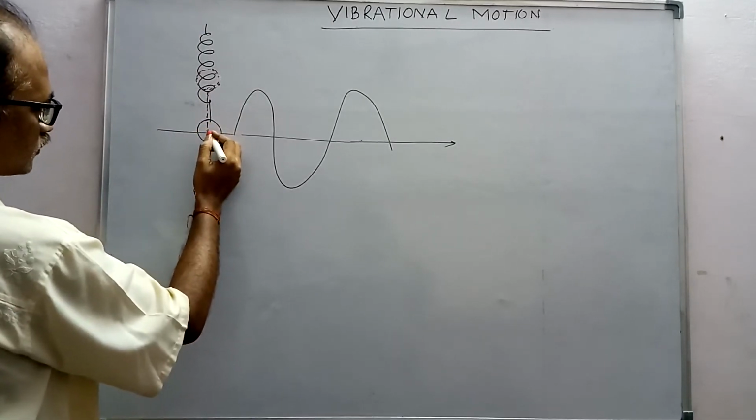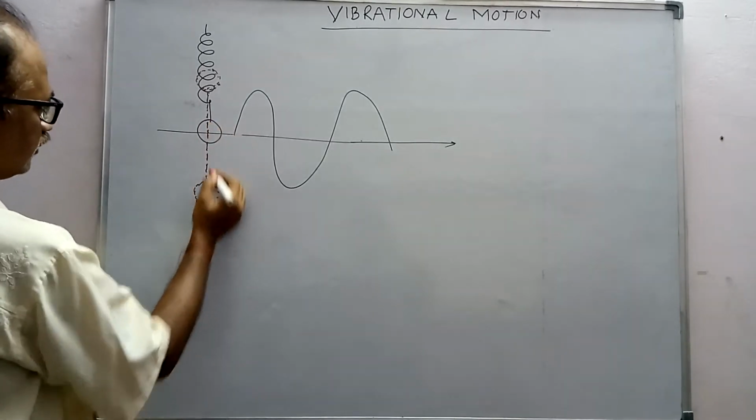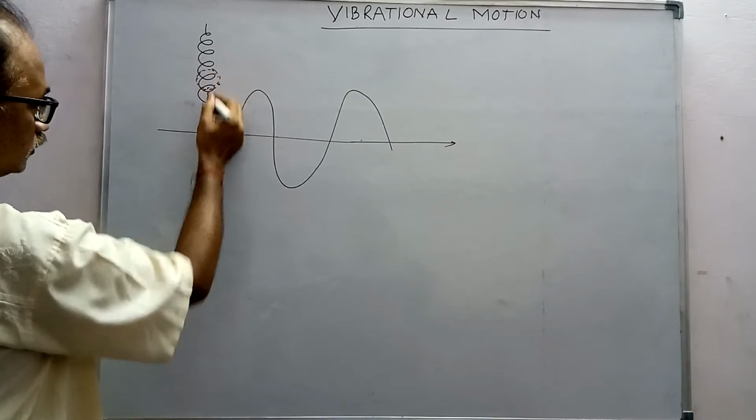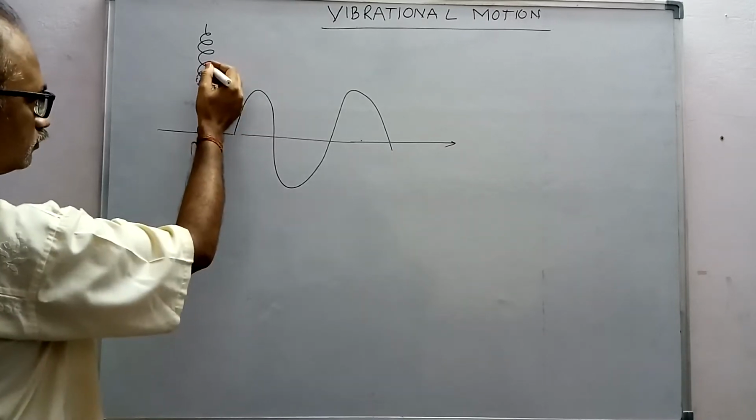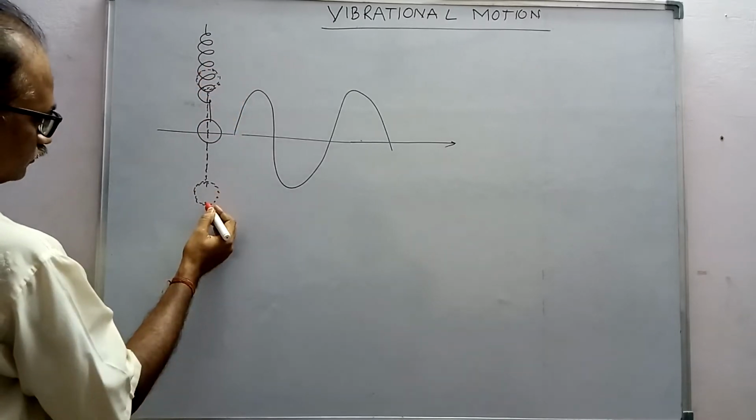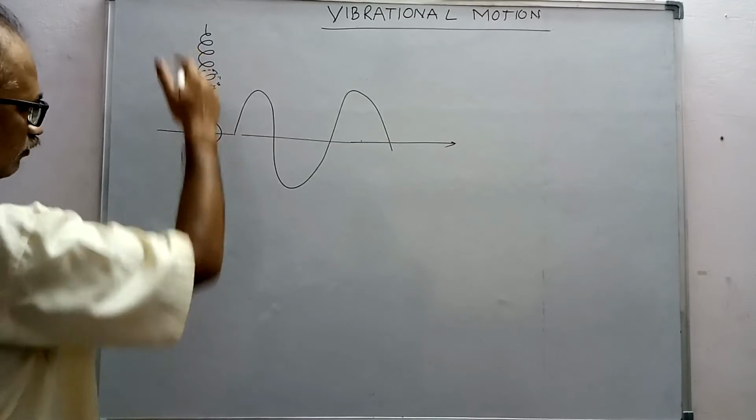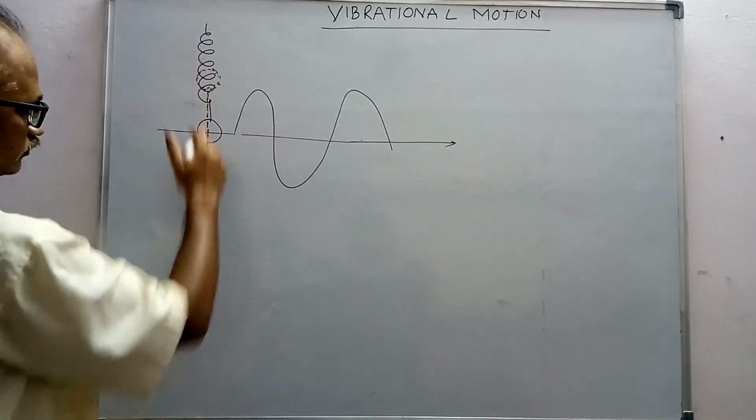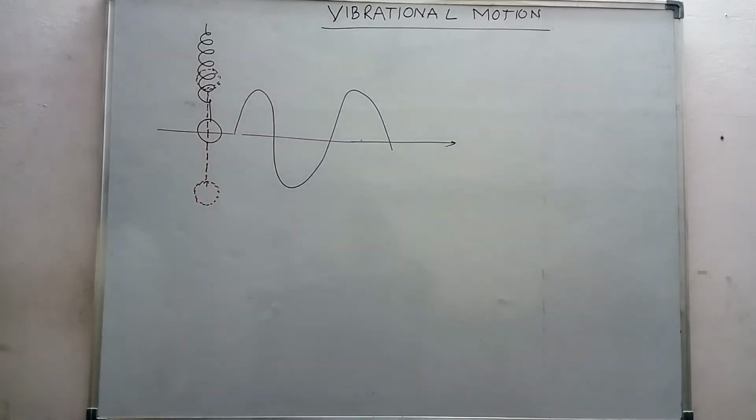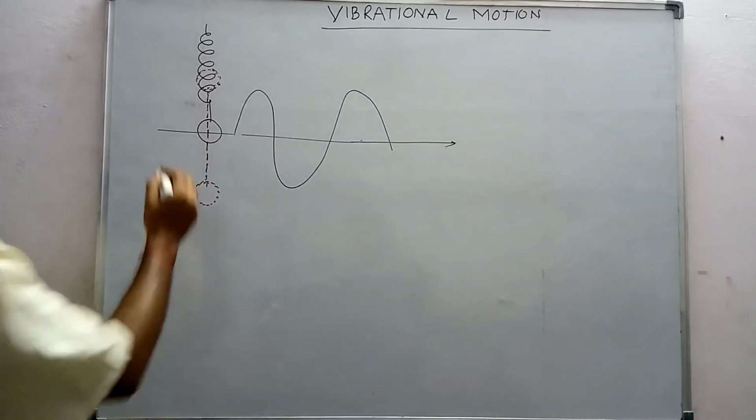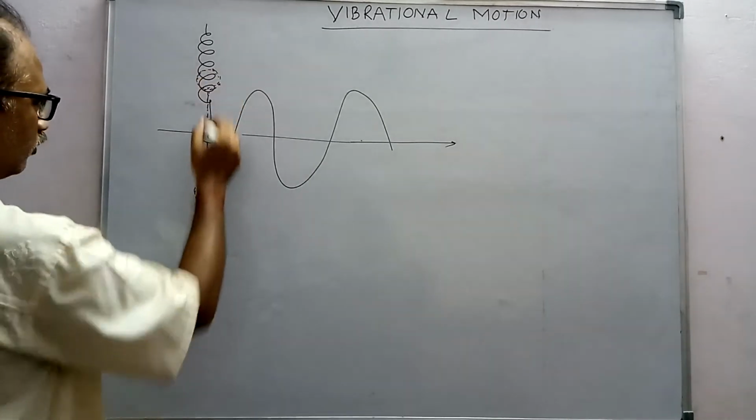and the ball is stretched and then released. So the ball will go up and then come down. Again up, again go down. So the ball will be vibrating here in this case, up and down this way. Now, these are the two positions of the ball.